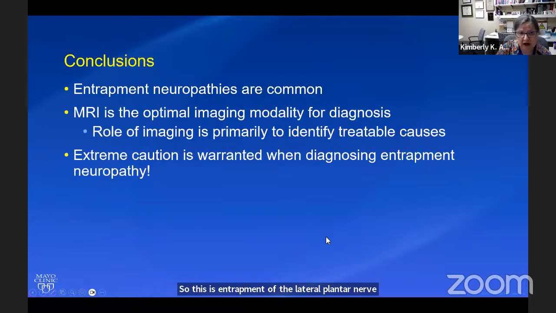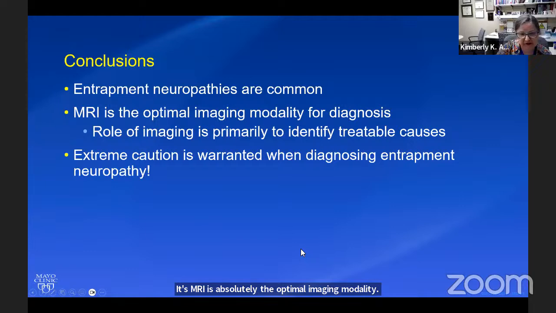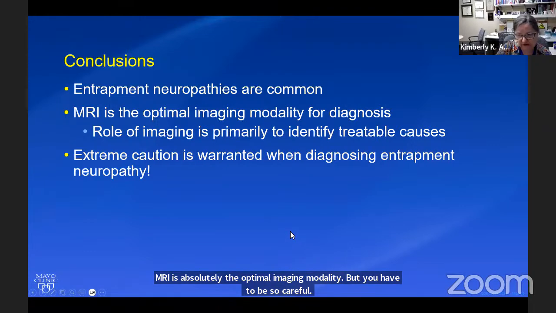So just a final thought, entrapment neuropathies are pretty common. Again, we don't see them often in our practice, but they're common. MRI is absolutely the optimal imaging modality, but you have to be so careful. You don't want to call an entrapment neuropathy unless you're really confident and really sure.